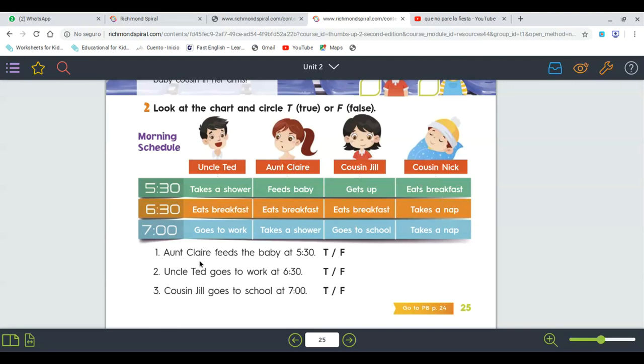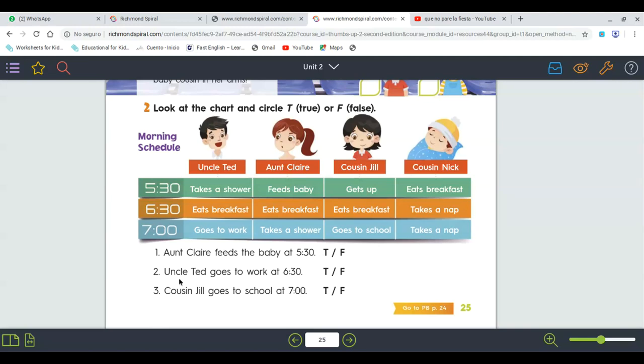Number one, Uncle Ed feeds the baby at 5:30. True or false? T, verdadero. F, falso. T, true. F, false. Let me see. Uncle Ed, 5:30, feeds the baby. Yes, it's true. Circle true.